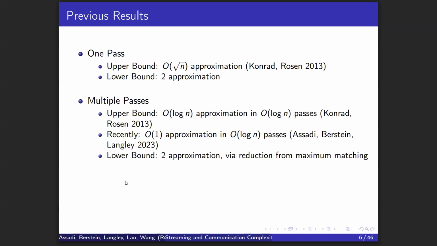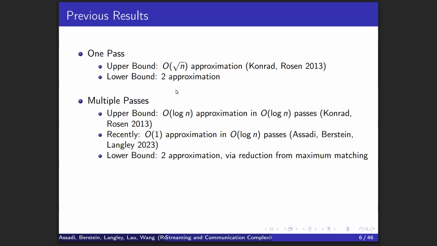For some previous results, the best known upper bound for a one-pass streaming algorithm was given by Conrad and Rosen in 2013, and it gives an O of root n approximation to this problem. The best lower bound we know comes from just a 2 approximation, which is via reduction from maximum matching. So there is a big gap between the best upper and lower bounds.